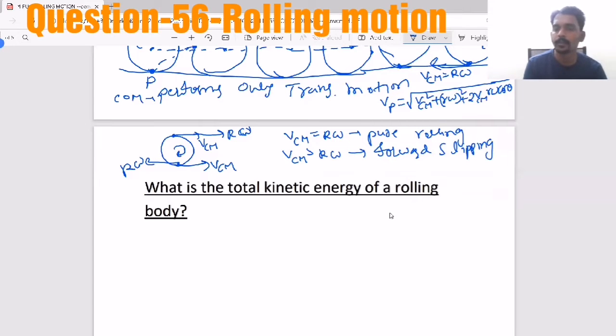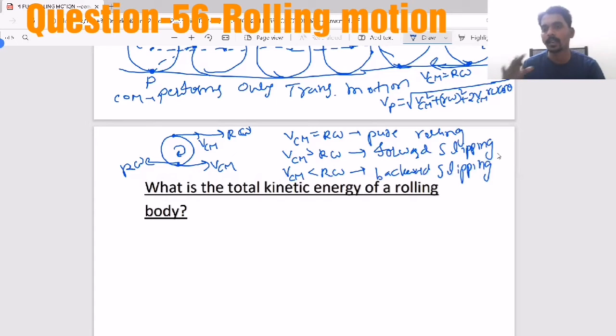Just like applying brake to a moving vehicle so that it will slide forward, then VCM is greater than R omega. And when VCM is less than R omega, that is backward slipping. Just like when a vehicle is trying to go up the inclined plane, then the wheel will rotate faster, but the body will move slower. Then the tire will slip backward. That is called backward slipping.